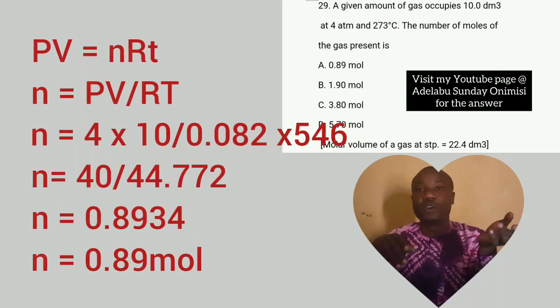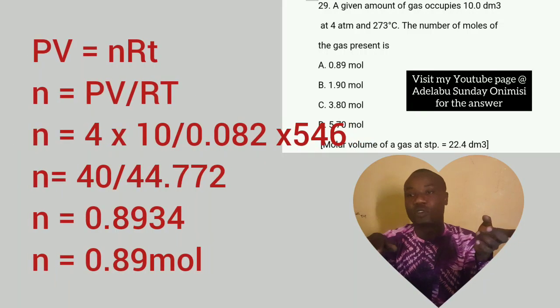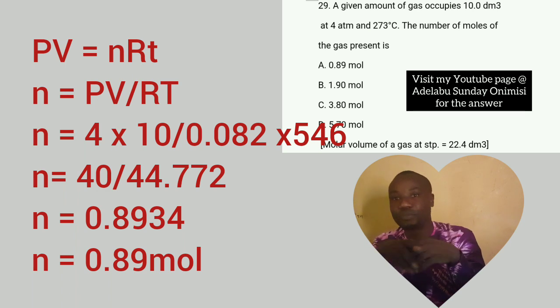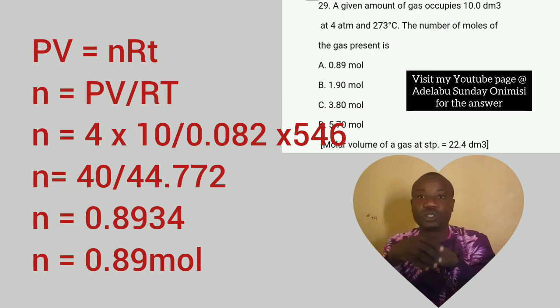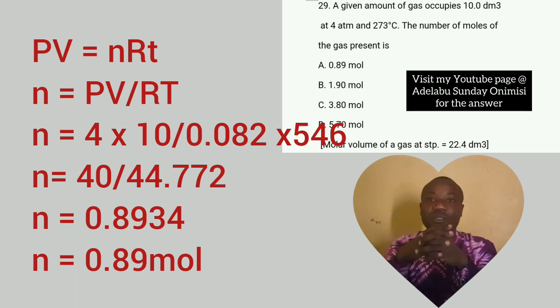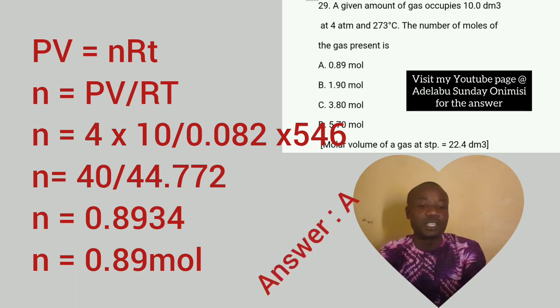Now substitute into the formula PV = nRT. Make n the subject of the formula, so we now have n = PV over RT. Substitute: your P is 4, your V is 10. That is 4 times 10 all over 0.082 times the temperature, which is 546. So when you multiply out and cancel, your answer now is 0.89 mole. So the correct answer to the question is A.